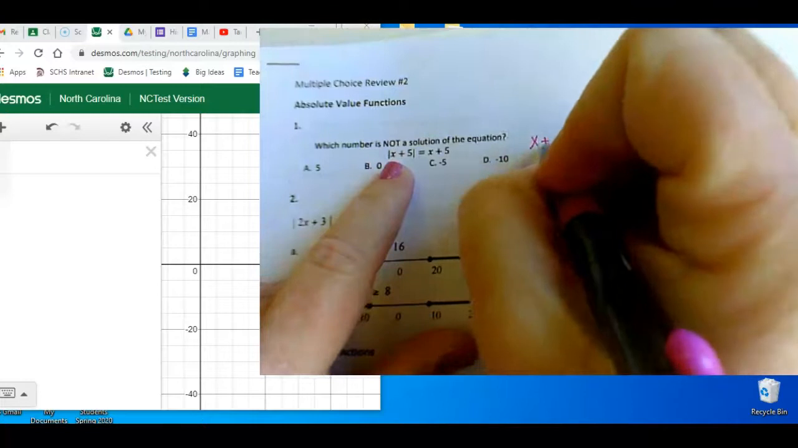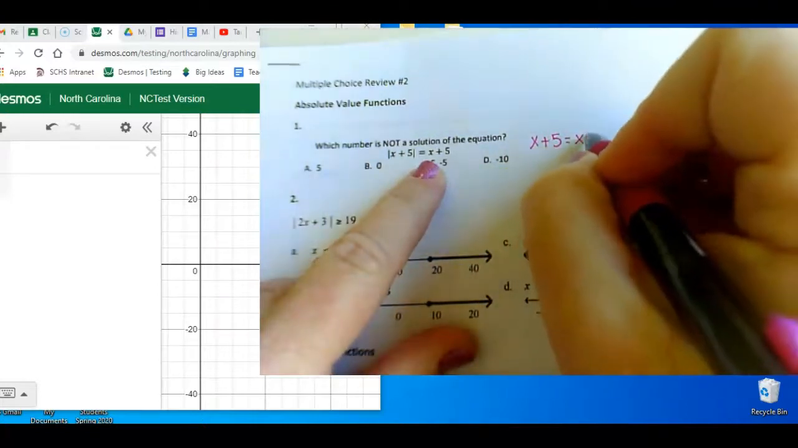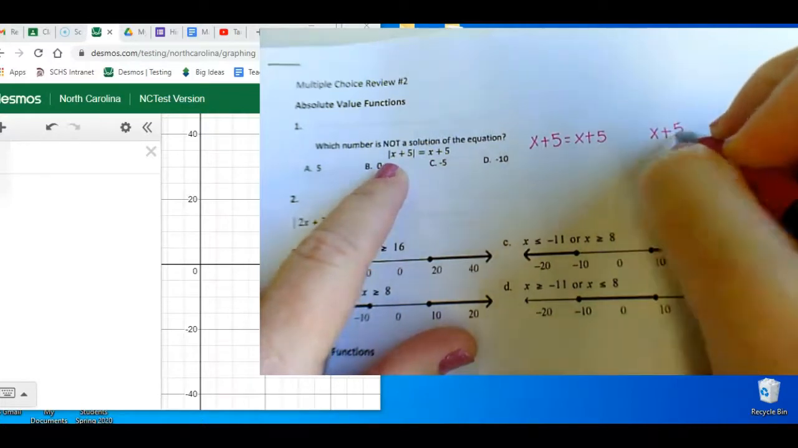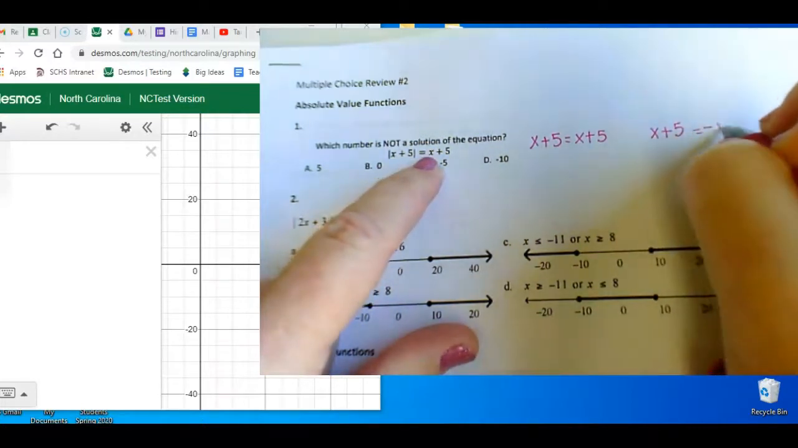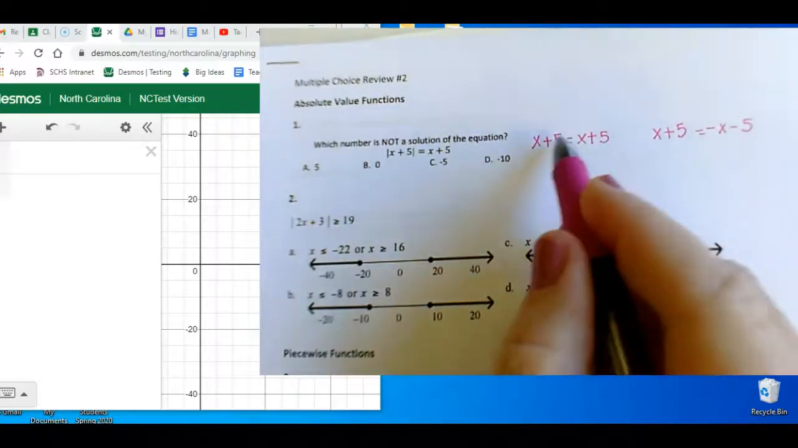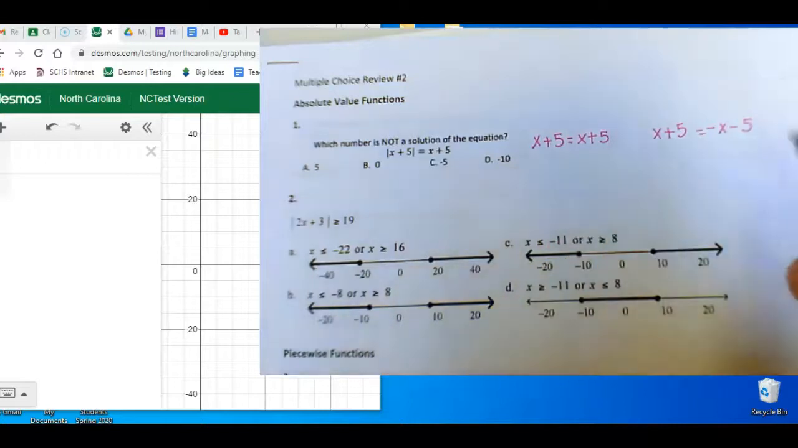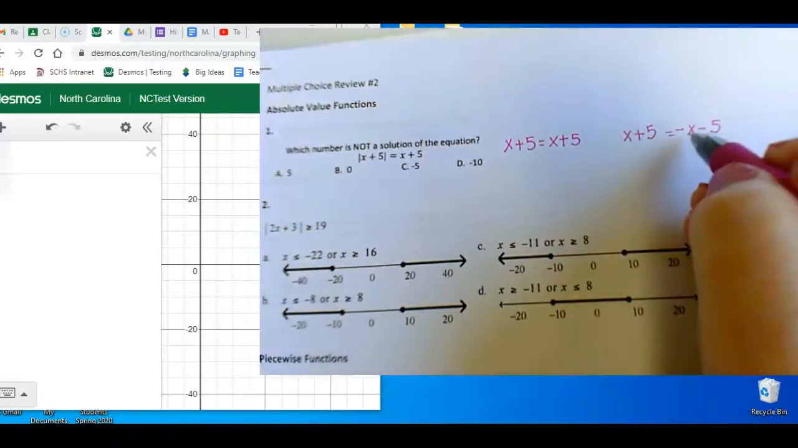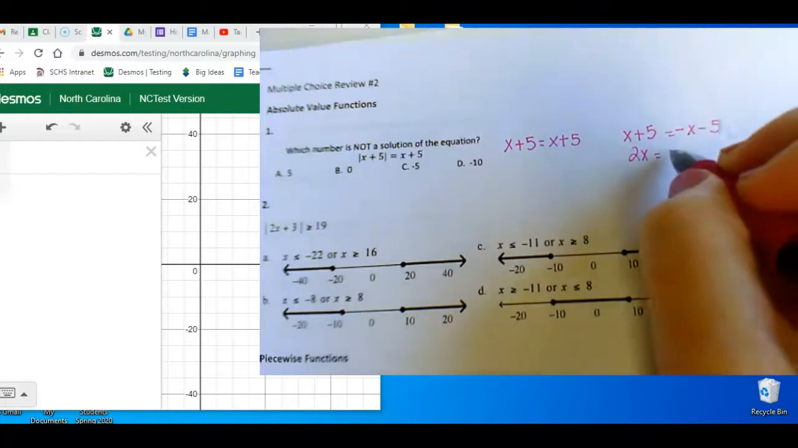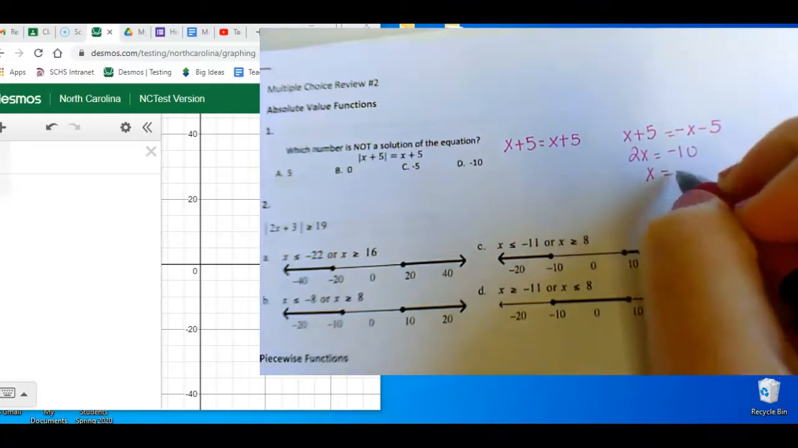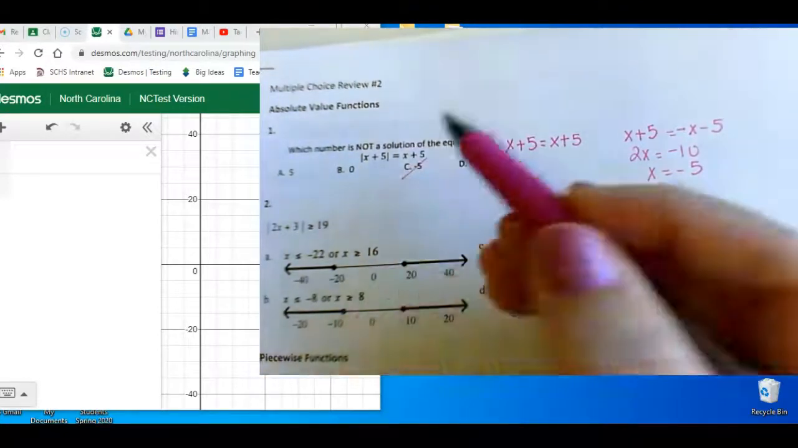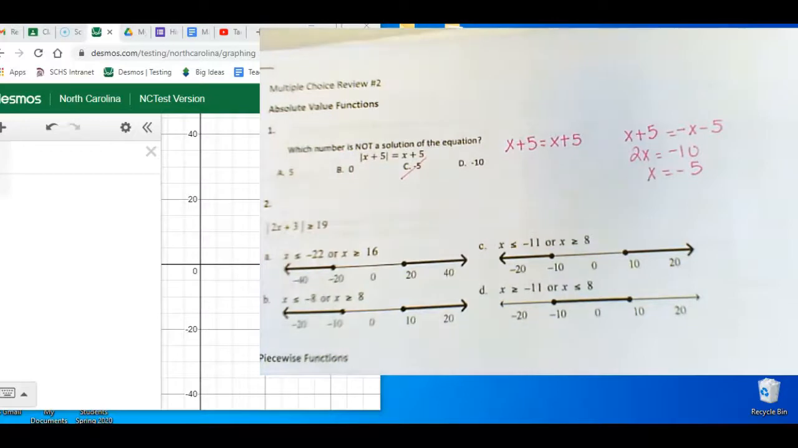What you would do is you would take the absolute value and equal it to itself. Another way would be x plus 5 and then equal it to negative x minus 5. So this one right here, everything cancels, so that's kind of a different kind of question. And on this one, if you add x on both sides, you get 2x. If you subtract 5, you get negative 10. So you get x is negative 5. So I know that that's not the answer because it says which is not a solution.